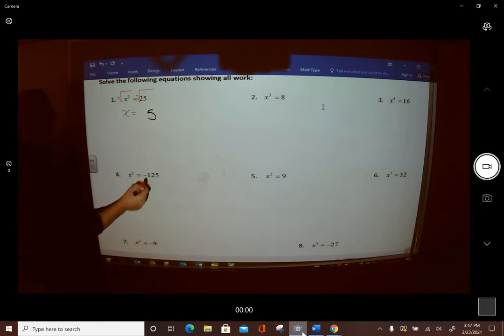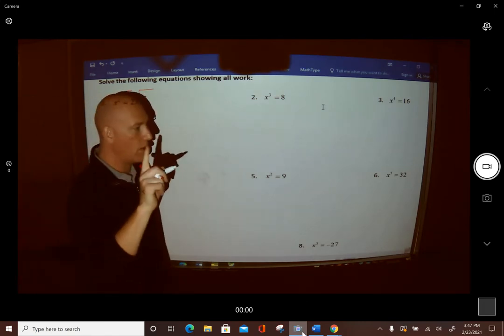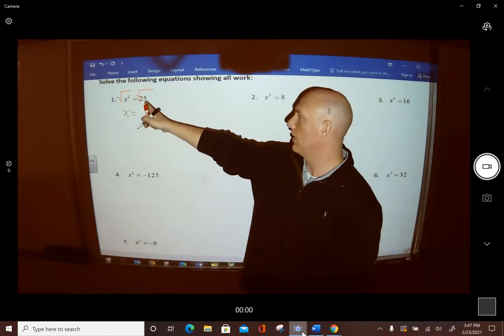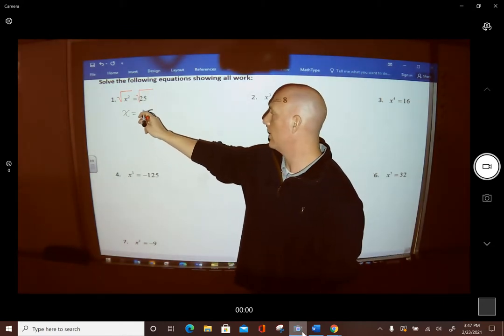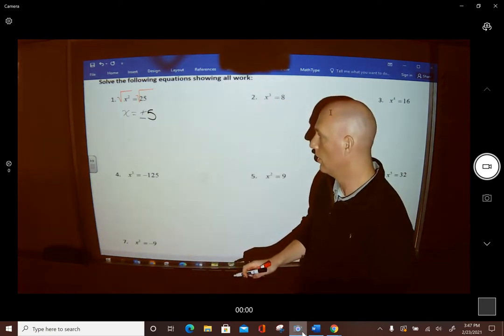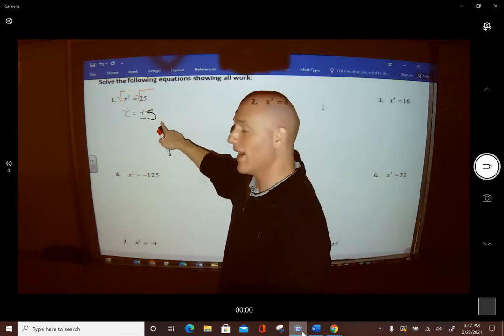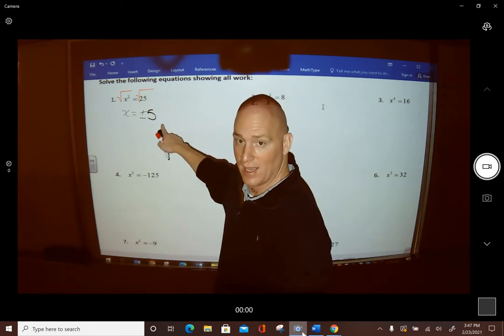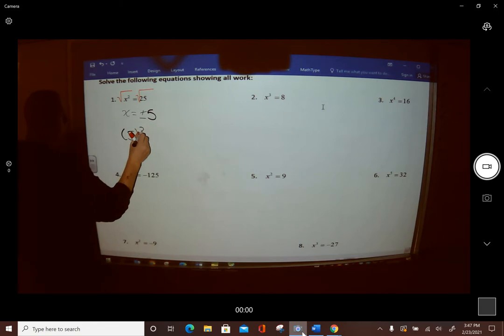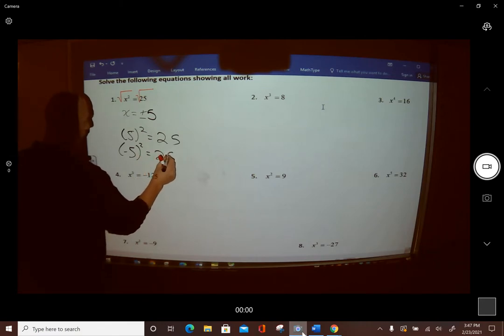out a 5. But you have to remember the rule that we talked about earlier. You have to have this memorized. Anytime you take an even root, your answer is positive and negative, okay? So the answer to this would be plus minus 5, or positive 5 and negative 5. And you can check it in your calculator. 5 squared equals 25, and negative 5 squared equals 25.